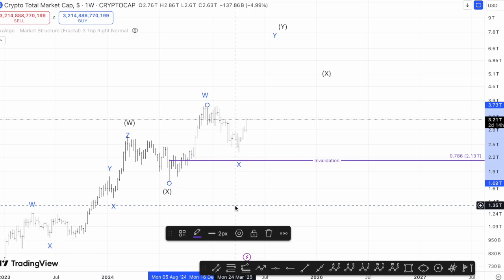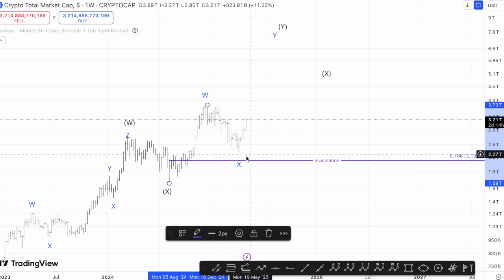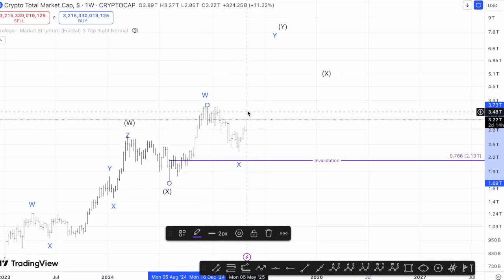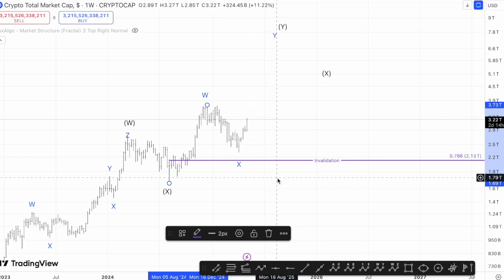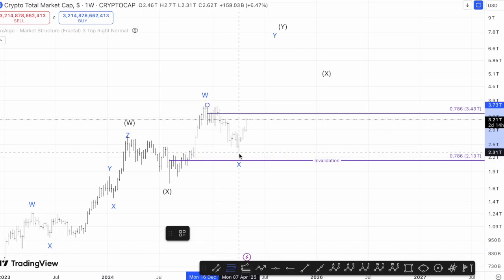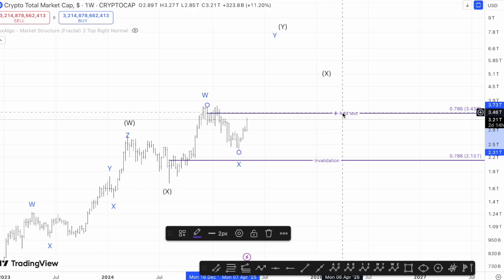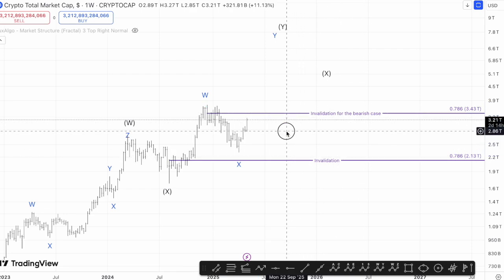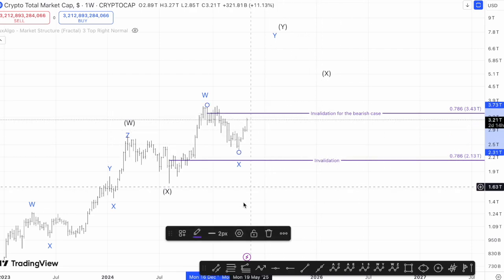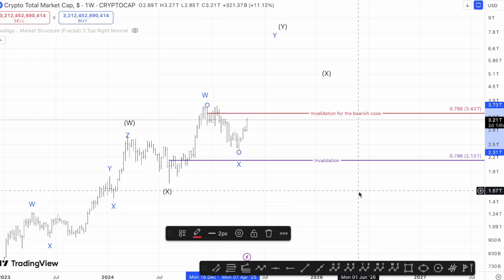Some could say that this is the main trend and it's just a pullback, and that we are quite likely to go further down from this level. We could draw the same fib levels right here. So this would be the invalidation for the bearish case. Let's call that the bearish case. This is the invalidation for the bullish case, and this one belongs to the bearish case.